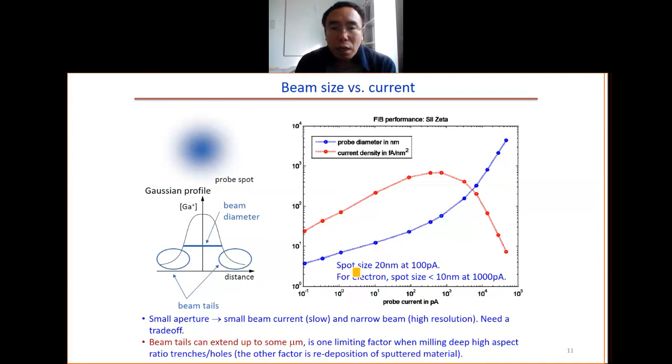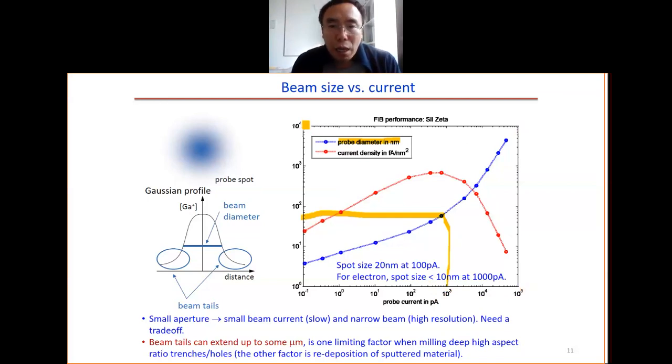So here is the current and the beam size. You can see the higher the current, the bigger the beam. This makes sense. This is the probe diameter in nanometer. For example, when we get 1 nanoampere, how big does the beam size become? It comes to here, maybe 50 nanometer. That is very big, and this is only 1 nanoampere. If we get 100 nanoampere, the beam size will be micrometer scale.